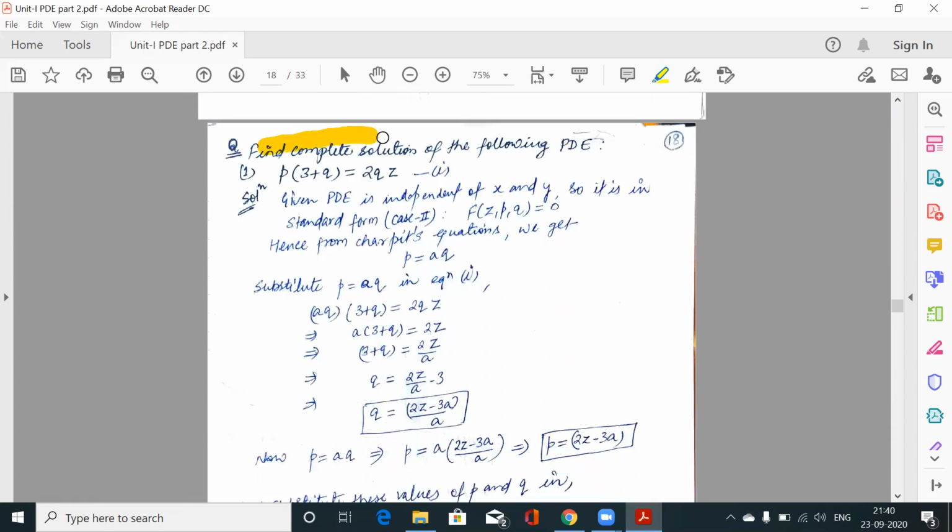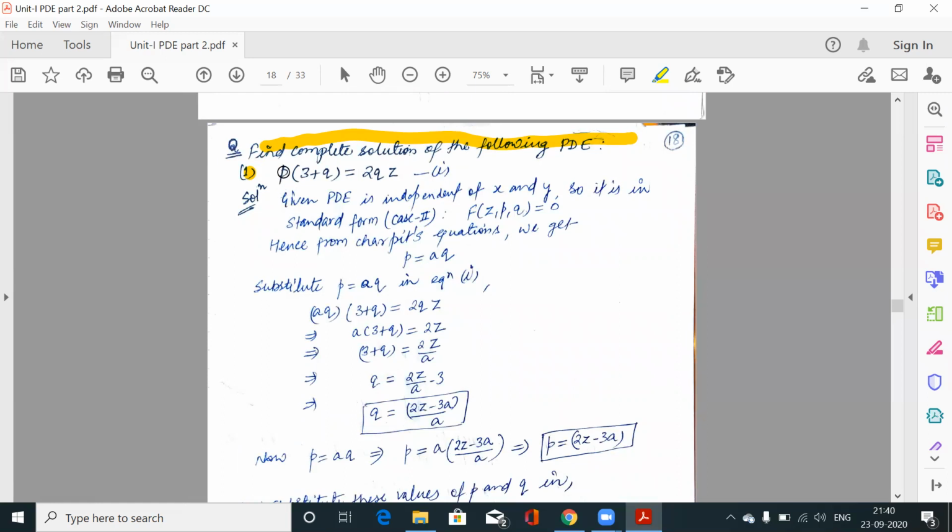The question is: find the complete solution of the following PDEs. So the first question is p into 3 plus q is equal to 2qz. Is this non-linear? This is first order because it contains the first order derivatives p, q. So all are first order derivatives, so there is no problem. Now, is this linear or non-linear?